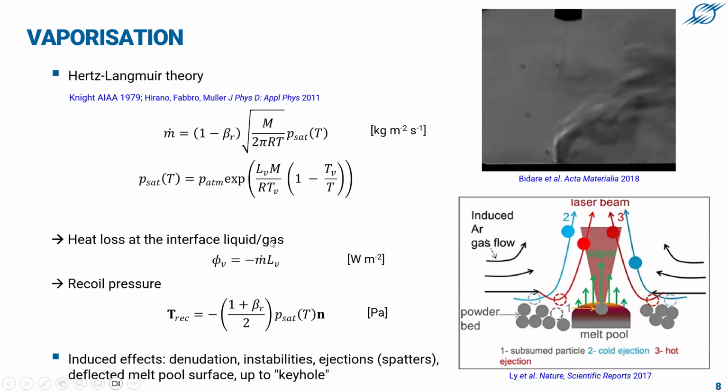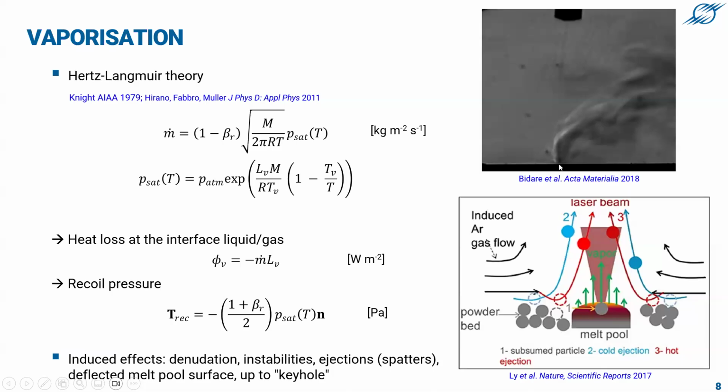So two consequences. One small consequence, I would say, or moderate, is that evaporation will create a heat loss at the interface liquid gas. And the second consequence is that it will create what we call a recoil pressure. This is simply due to the conservation of momentum. You have evaporation, as you can see here on the right top, of a plume of metallic vapor from the melt pool, that is just here.